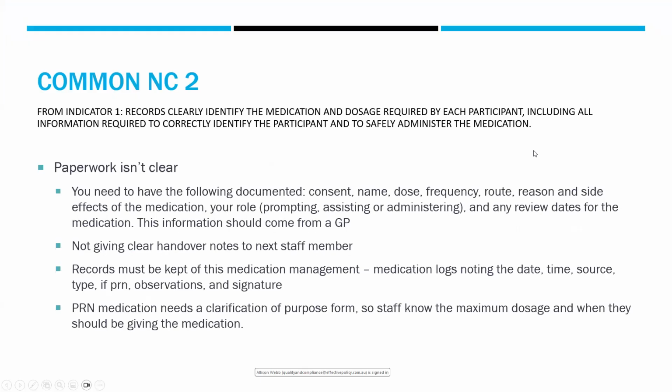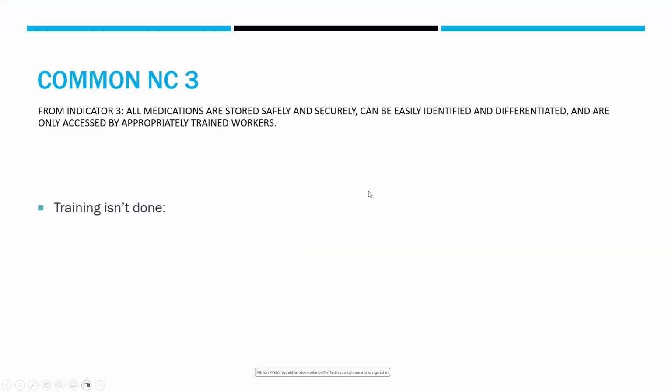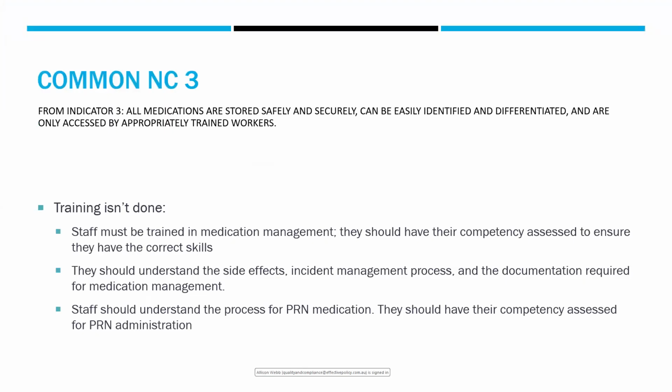So back here, paperwork isn't clear. Okay, so our third common non-conformity is that training isn't done. So training is imperative to making sure that medication management runs smoothly. If your staff don't have training, what are they doing? Gina said they don't need to know what every drug on earth does, but they do need to know the side effects for the people that they're caring for. And even if they don't remember that off the top of their head, there should be paperwork there that says what those side effects are. So it should be written down somewhere for them to easily find, even if they can't remember it every time. They should be checking and reading that paperwork.